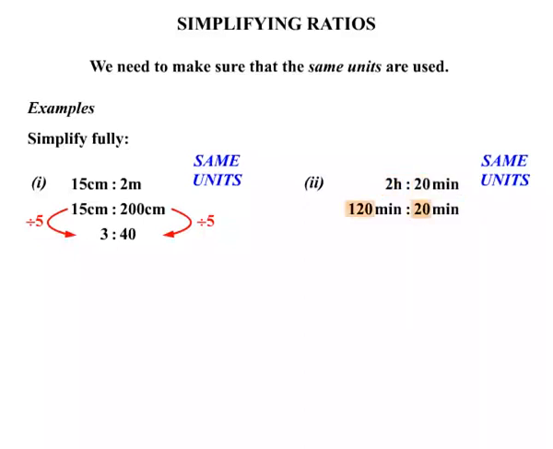Let's break it down. 120 and 20. What number goes into both? Well, 20 will. 20 is the largest number that will divide into both. So 20 into 120 goes 6 times. And if we have 20, divide that by 20, we get 1. So a simple ratio there, 6 to 1.